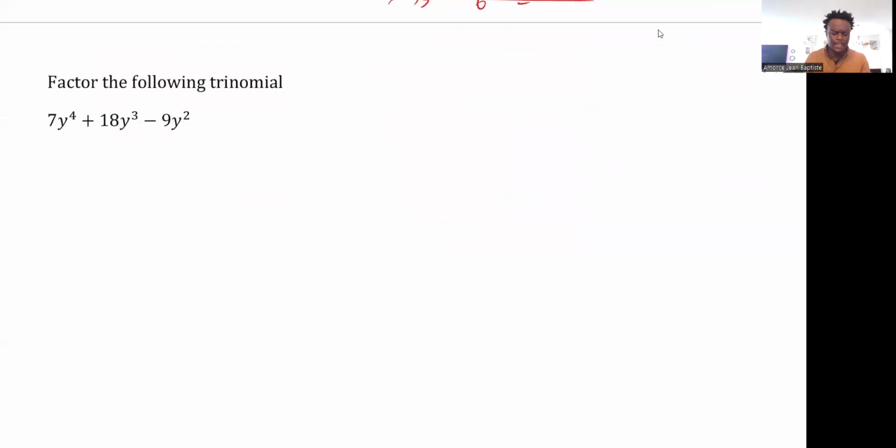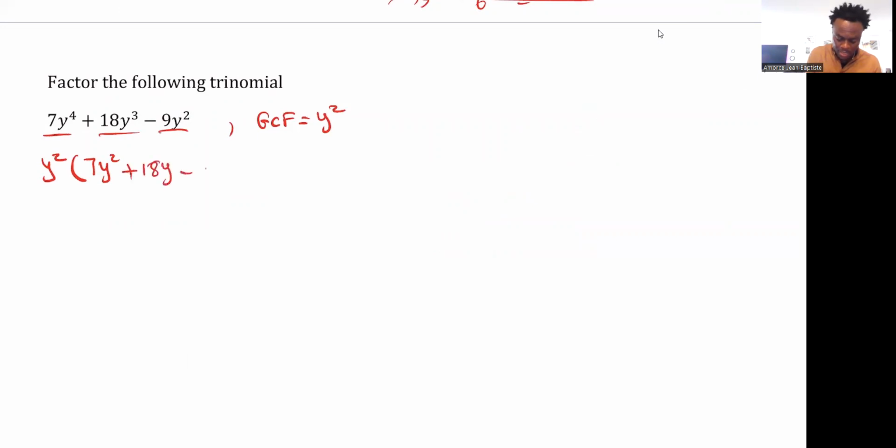Next problem here is to factor this. Now, first step is what? Checking for GCF. Any GCF here? Pause the video and try. I see the GCF here is y squared. I can factor y squared out, and I don't want to forget about it at any time during the process. So that is 7y squared to multiply by y squared outside, to give me 7y to the 4th, plus 18y, and then minus 9.